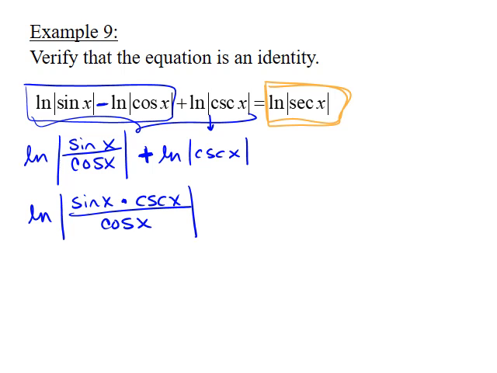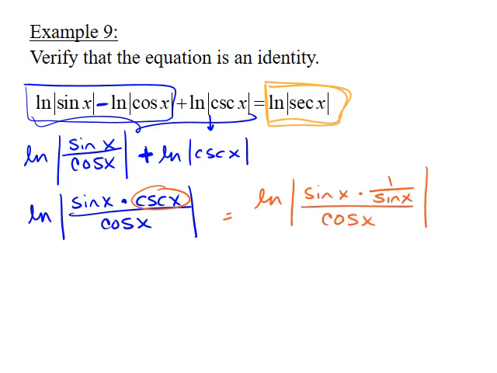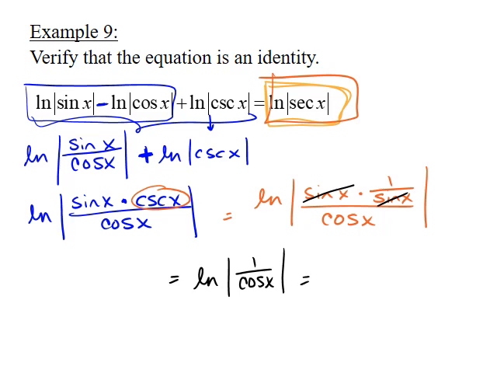Okay, well, now I'm going to rewrite this. So I have the natural log of sine of x times 1 over sine of x all over cosine of x. Now you need to show all of these steps because your work is your answer. Sine of x cancels out. So I am left with this, and hopefully you're noticing that we're getting closer to our goal, which is the natural log of secant of x. We made it.